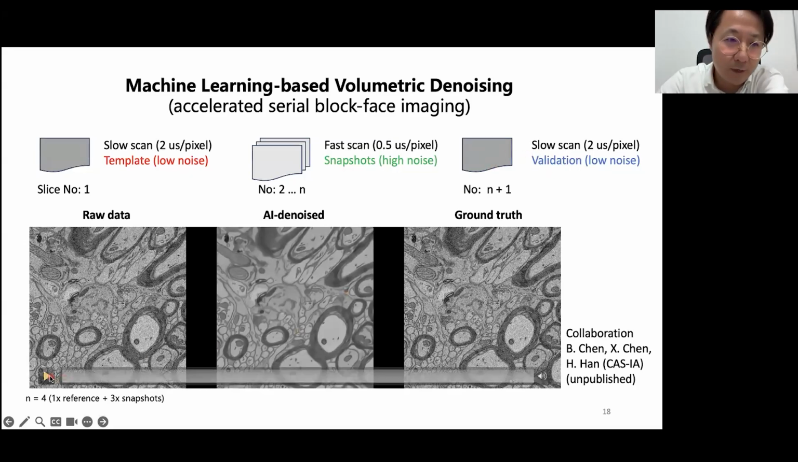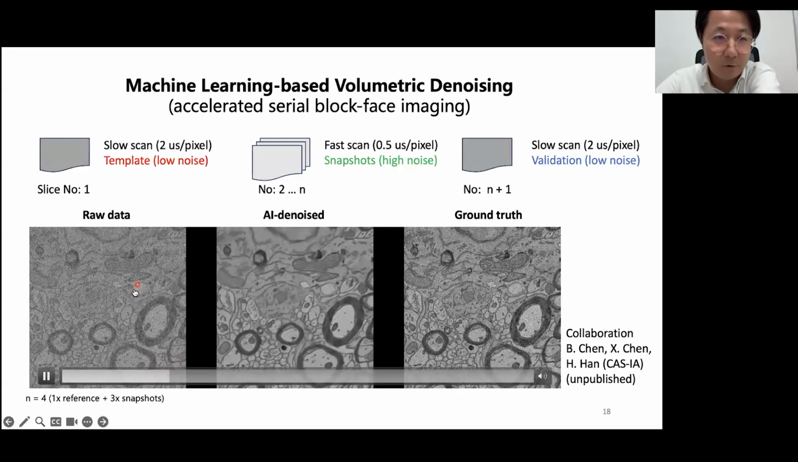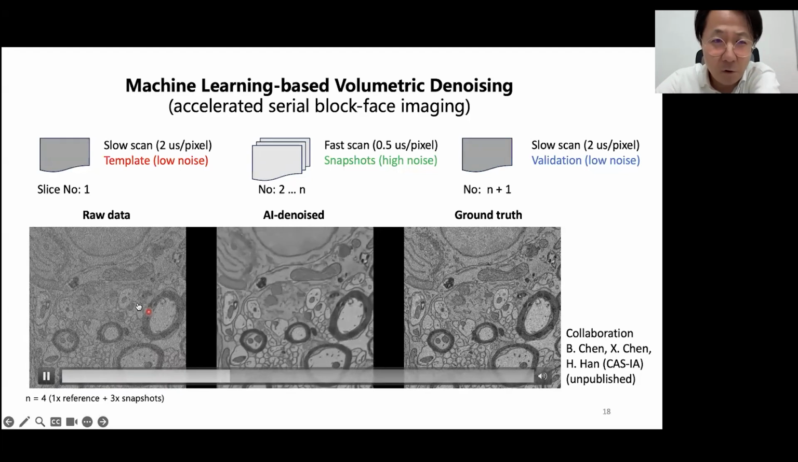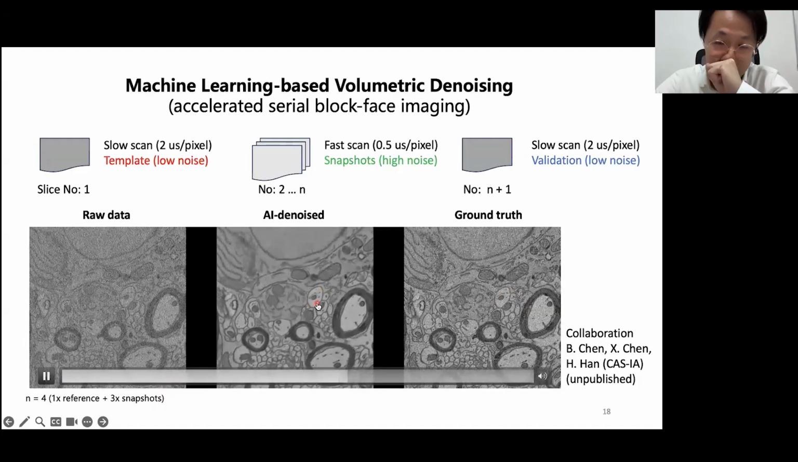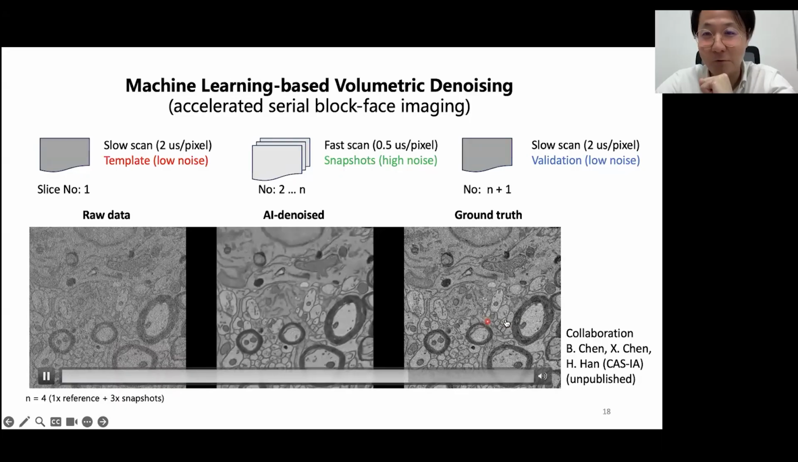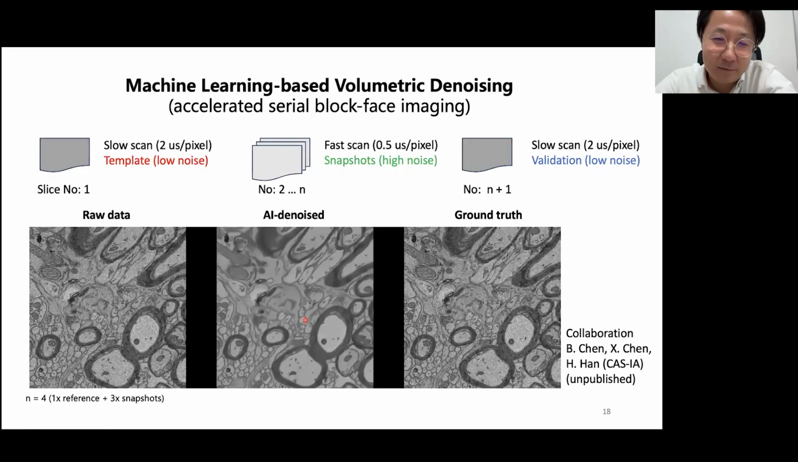So this is the result we have. As you can see, the bright image is followed by 3 noisy images. This is AI denoised. In principle, it can remove all the noise from the data set. It's even better than the ground truth. So that tells us, at least for VEM, not every image needs to be taken as nicely as possible.